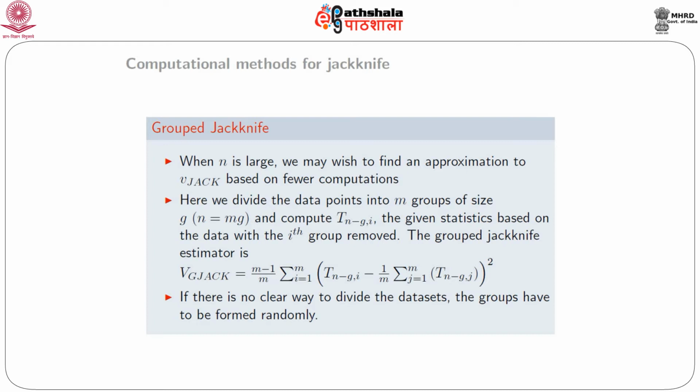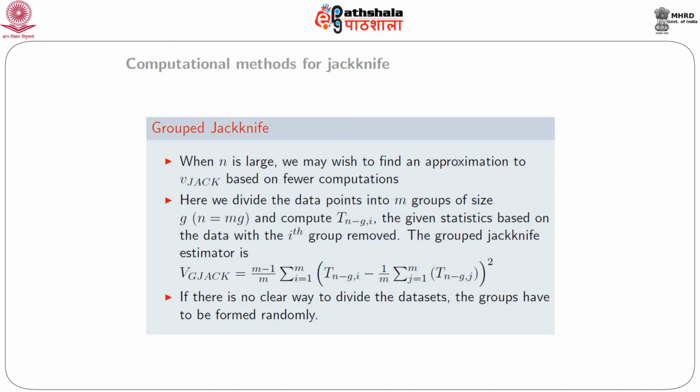So, that means as if we are taking the entire data, dividing it into groups, and now each group acts like a single observation, and we perform a jackknife on those grouped observations. Note that the advantage here is the computation of V_Jack requires m evaluations of the given statistic and not n, but m. Since n by m is g, we have reduced our effort from n computations to m computations, which is g times.